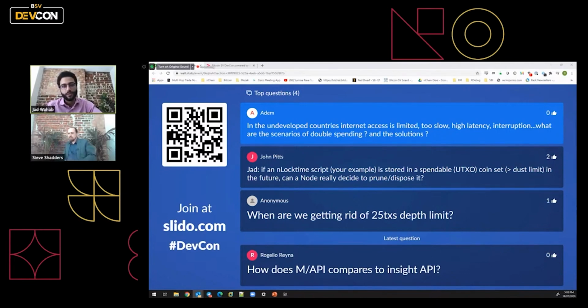And also with the SPV, offline SPV, which is something that we presented in a previous conference, and we have a patent application on that as well. It's a technique for basically settling SPV transactions when you're offline. So I don't know, you want to add something to that, Steve?